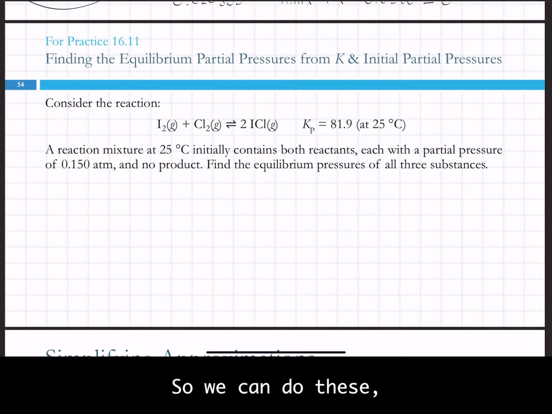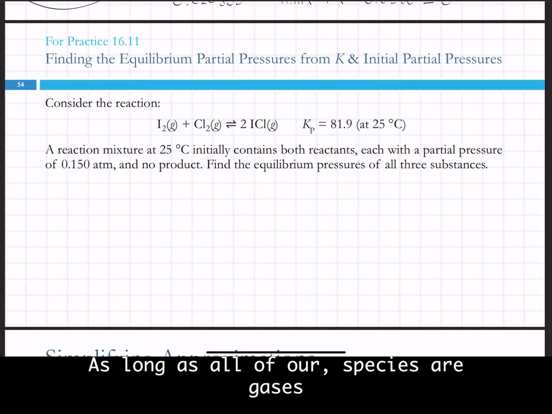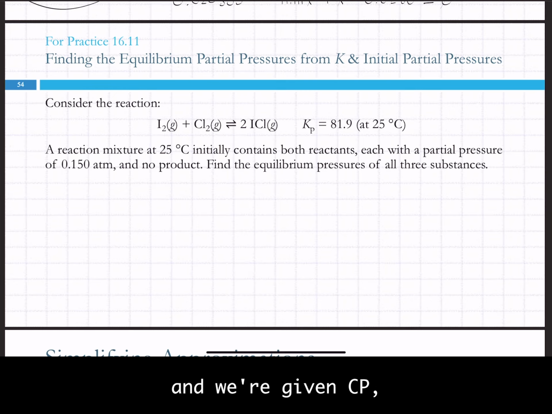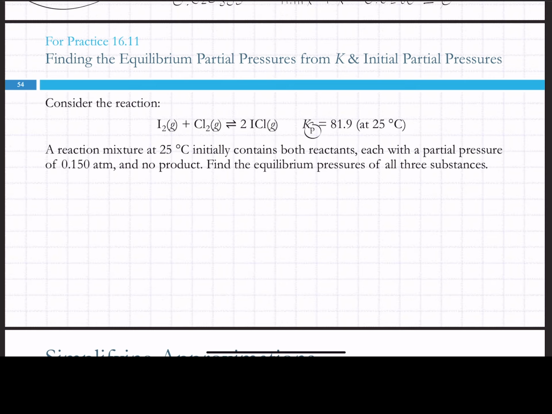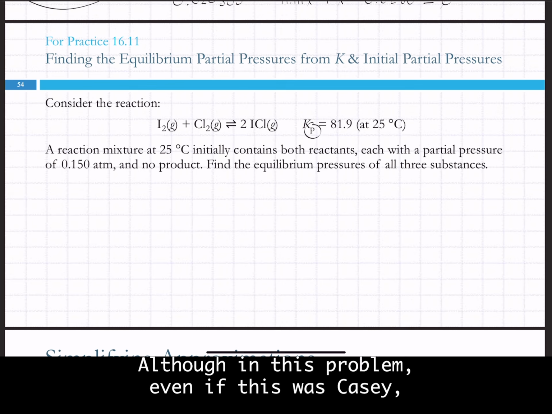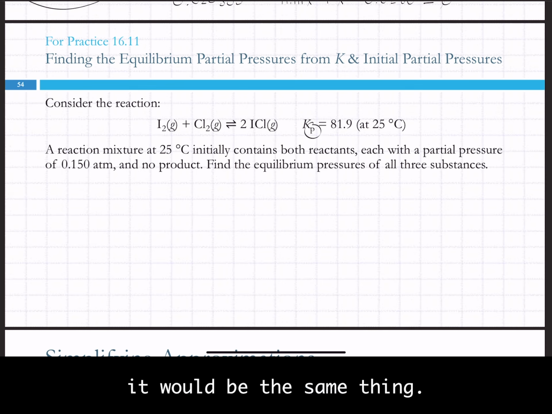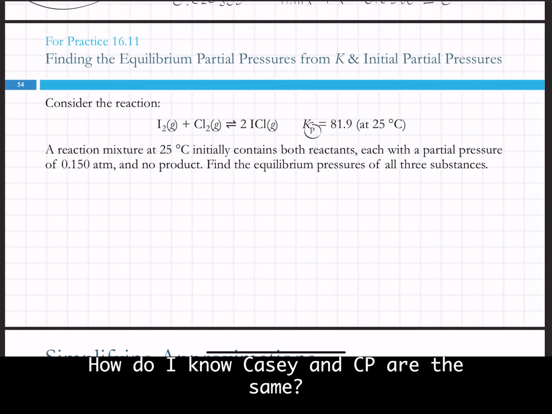Because we can do the equilibrium expression with atmospheres, we can also do ICE tables with atmospheres as long as all of our species are gases and we're given Kp, right? So the equilibrium constant for pressure. Although in this problem, even if this was Kc, it would be the same thing. How do I know Kc and Kp are the same?